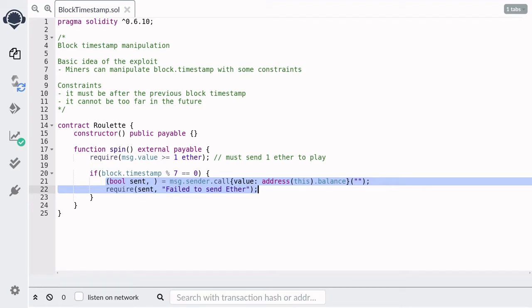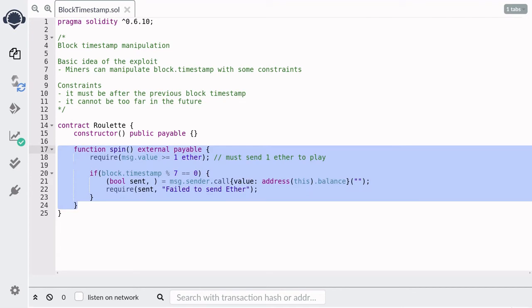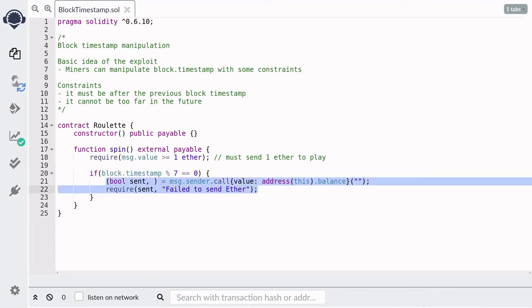So as a miner, what would you do if you see that there's 10 ethers stored in this contract? Well, you have some freedom to submit a timestamp within the constraints that we discussed above. So here's what the miner would do to win the reward. The miner would send a transaction to play this game by calling the function spin, and then try to submit a timestamp that is divisible by 7. If the miner is lucky enough to mine the next block, then he'll win the reward.